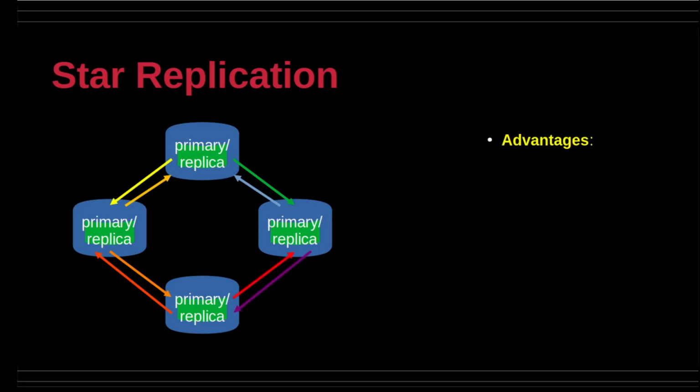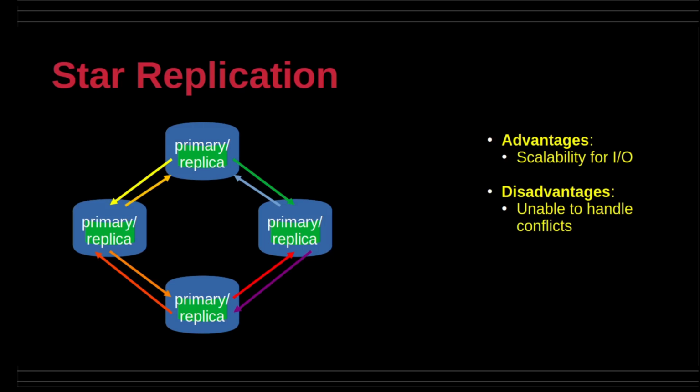In the star replication configuration, all servers serve dual roles of primary and replica. This configuration provides the best scalability for read and write operations. Unfortunately, if data duplication filters are not used, then the configuration cannot handle conflicts.